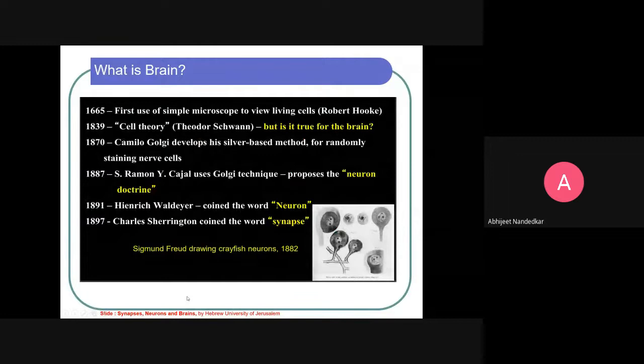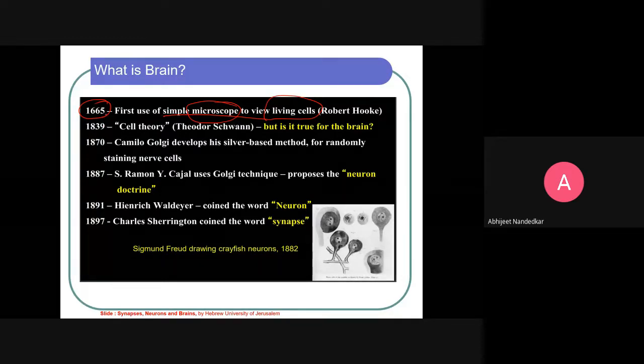Now, when you go to the very early efforts in this biological field, the search of what is brain, you may start your journey with this first event, the first use of a simple microscope to view living cells. That was in 1665. Robert Hooke was the person who could do this observation using a microscope. So you can see the invention of the microscope is way back. It is 1665.